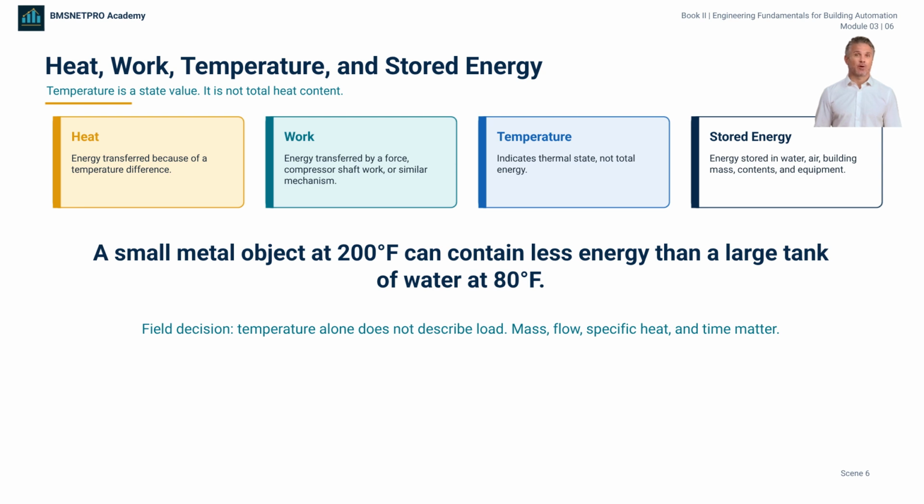A small metal part at 200 degrees may contain less total energy than a large tank of water at 80 degrees. For BAS troubleshooting, this is a big point. A high temperature does not automatically mean a high load. You must consider mass, flow, specific heat, and time. A good technician does not chase temperature alone. A good technician asks what energy is moving, where it is moving, and how fast it is moving.